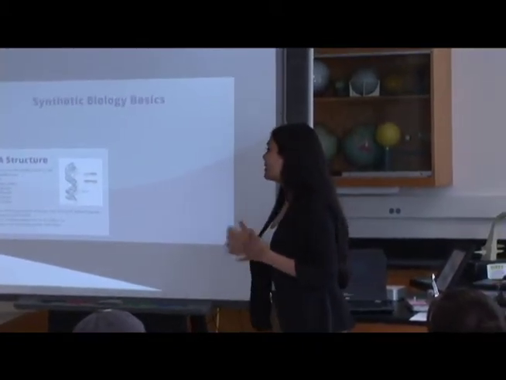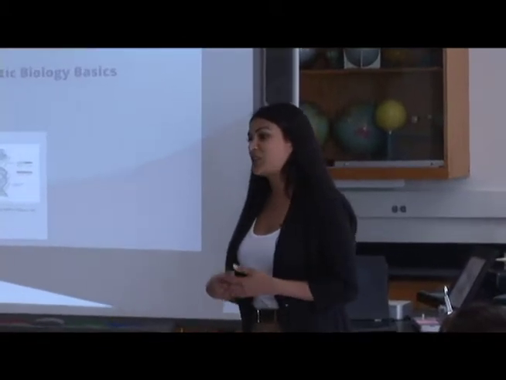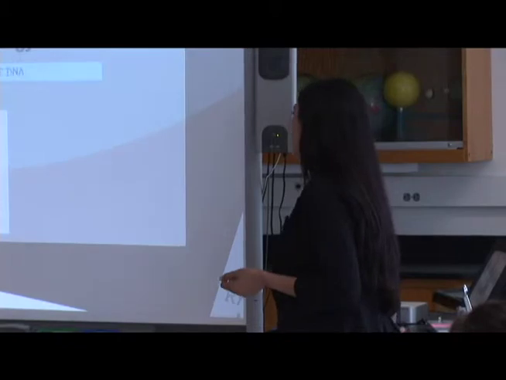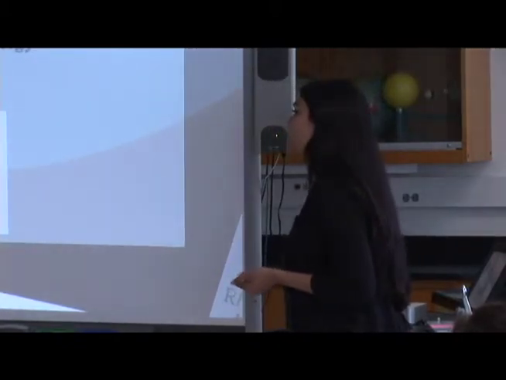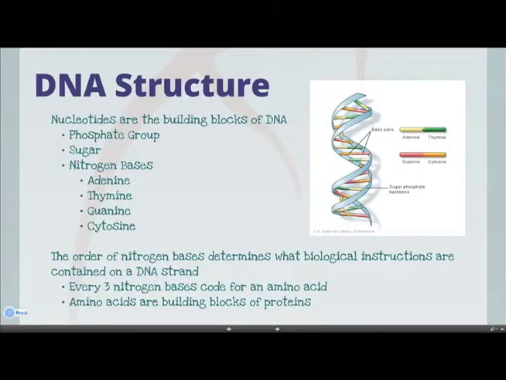And the building blocks for DNA are called nucleotides. Each nucleotide has three basic parts. One is a phosphate group, the other one is a sugar group, and then the last one is a nitrogen base. And there's 4 different nitrogen bases that can be used. So as shown here, they are adenine, thymine, guanine, and cytosine.